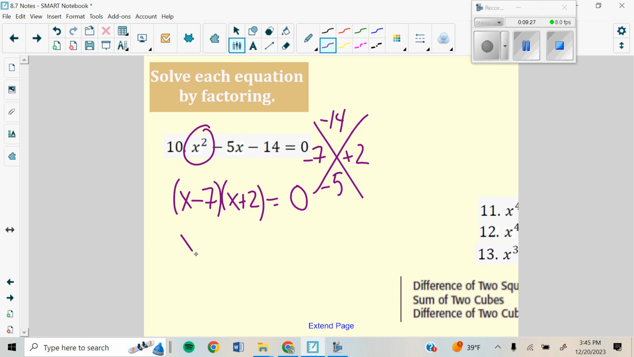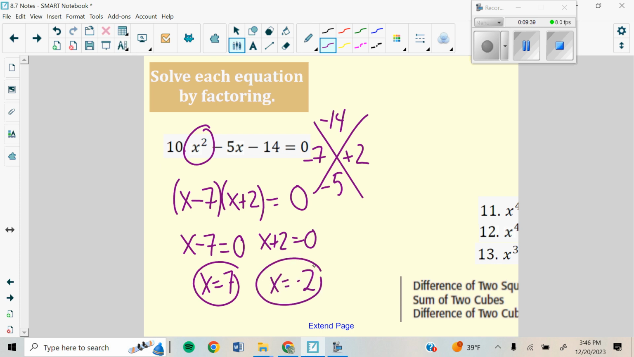And then we're going to use the zero product property. So x minus 7 equals 0. So I add 7 to both sides and I get x equals 7. And then x plus 2 equals 0. So I subtract 2 from both sides and I get x equals negative 2. All right, so that one, not bad. We've done that plenty of times.